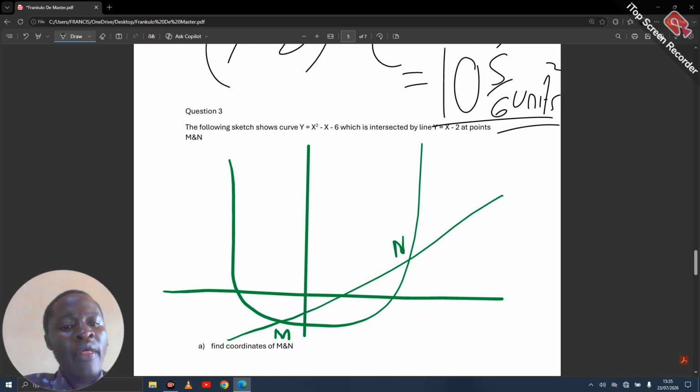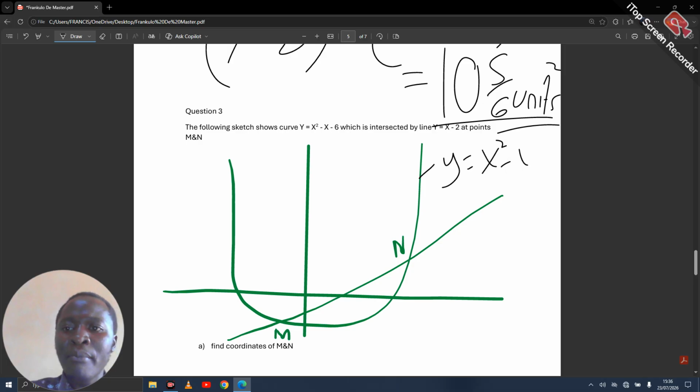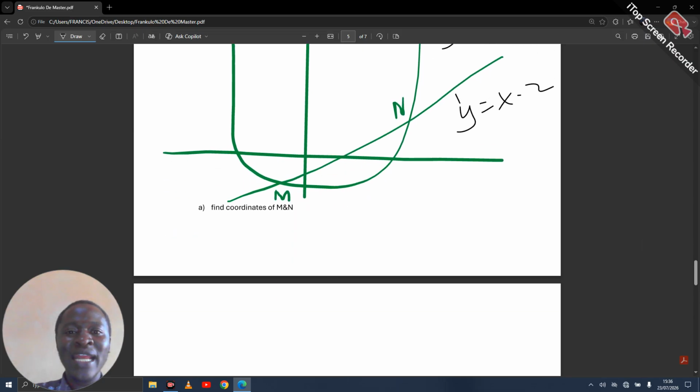Question 3. The following sketch shows the curve y equal to x squared minus x minus 6, which is intersected by a line. This is the line. The line is y equal to x minus 2 at points M and N, as you can see. Find the coordinates of M and N. The examiner wants you to get the coordinates of M and N.